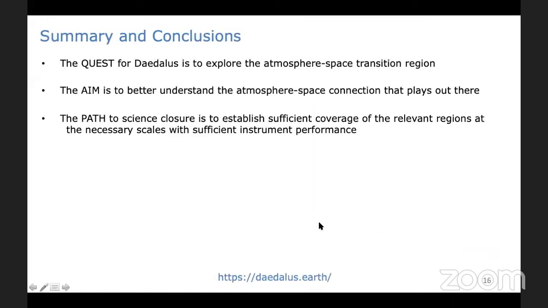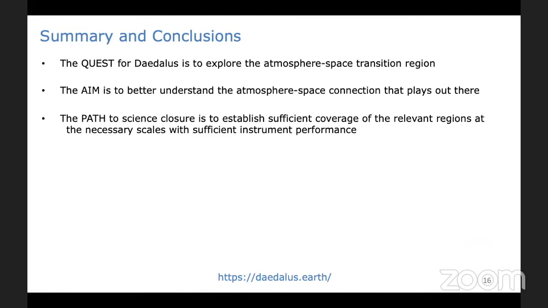So to summarize, the quest for Daedalus is to explore this atmosphere-space transition region, and Daedalus will do that by providing unique and unprecedented measurements with a comprehensive suite of instruments. The aim is to better understand the atmosphere-space connections that play out there. And by that, Daedalus will close important and missing links in the coupled Earth system.